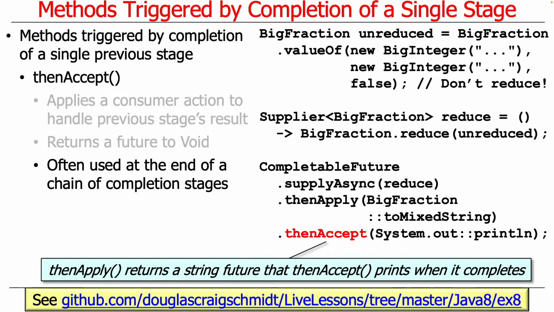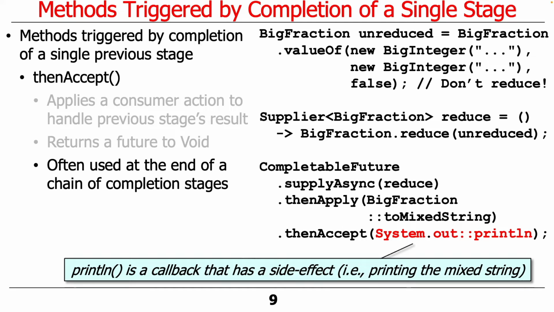We typically limit the use of thenAccept to the end of a chain of completion stages. So you can see here that this is the same example from before. We went ahead and used the supplyAsync method to reduce a big fraction. We then used thenApply to get ourselves a mixed string for that. And then finally, we use thenAccept, which is going to have the side effect of printing the result out. So when the completable future returned by thenApply completes, thenAccept is called, and it will go ahead and have the side effect of printing that to the standard output.